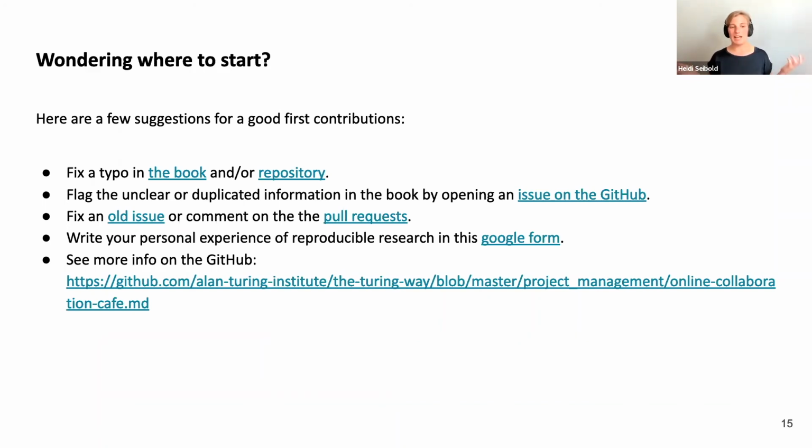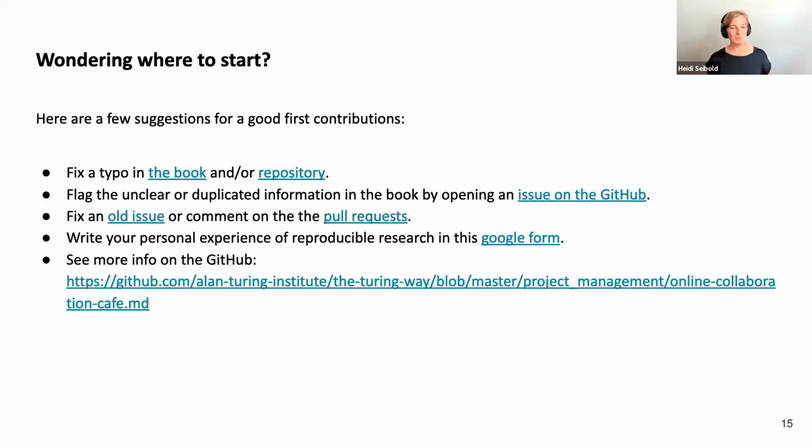For example, flag unclear or duplicated information in the book. As I said, as a newbie, it's often easier to spot these things. Maybe go through the issues in the Turing Way and fix one. Create a pull request if you feel comfortable with that, or join one of the online meetings and ask people how to do it.